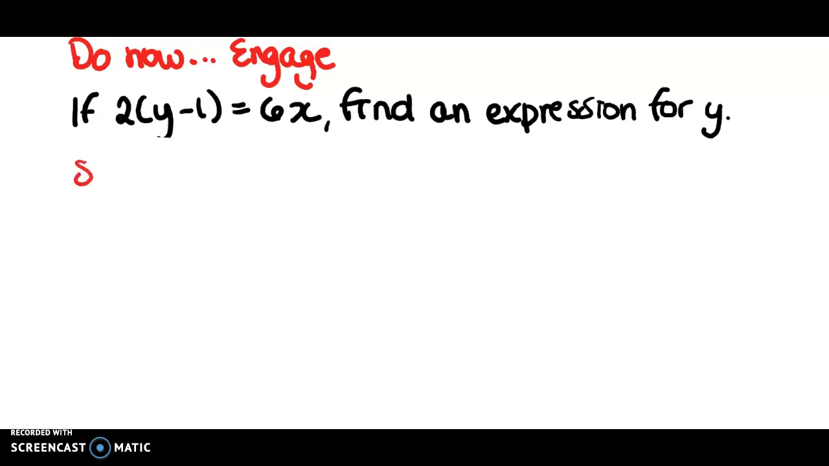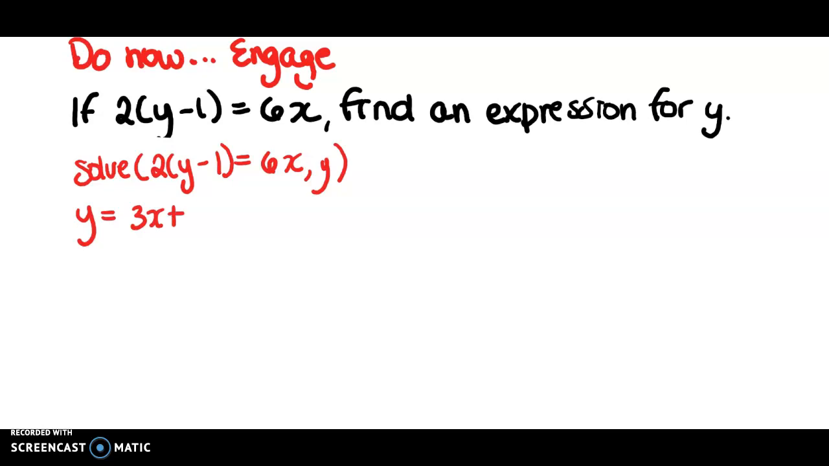So to do so, you're just going to go into your solve function, you're going to type the equation just as it is, remembering to include the comma and y, that means we're solving for y, and you'll end up with an answer of y equals 3x plus 1.